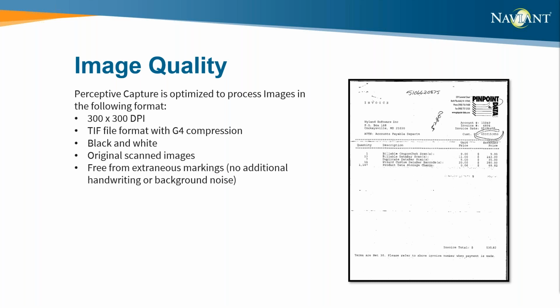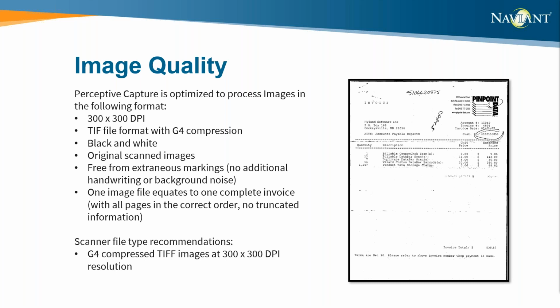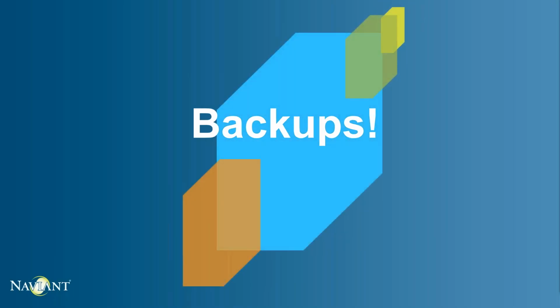We want the original scanned images, and we don't want any extra markings. Like this one's got numbers and scribbles, and it looks like a pretty bad scan. There's a lot of background noise there. So if we can avoid that, that would be great. We want one invoice per file, and then their scanner recommendations are basically the same, TIFF images at 300 by 300. So now that we got those garbage docs out of the way, let's talk about backups.